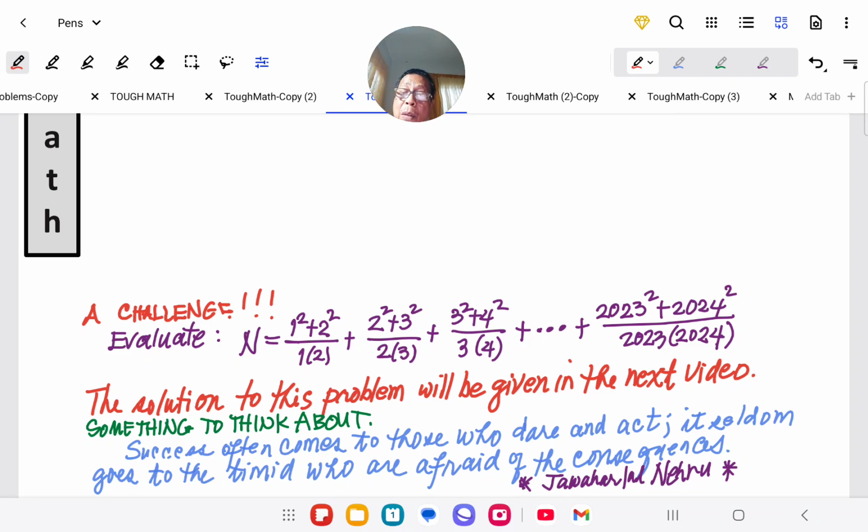Also, I would like you to think about this quotation from Jawaharlal Nehru, who was the first Prime Minister of India. He said, "Success often comes to those who dare and act. It seldom goes to the timid who are afraid of the consequences."